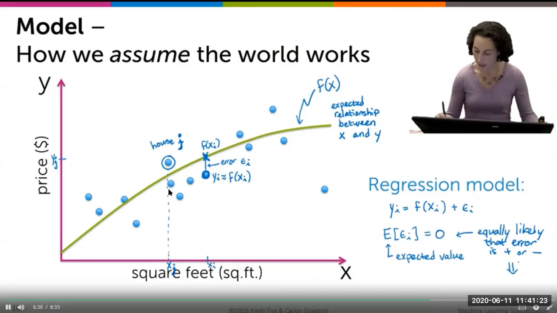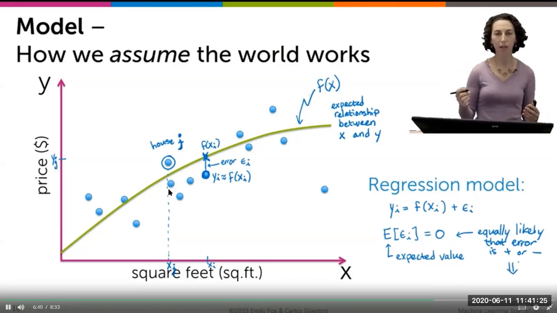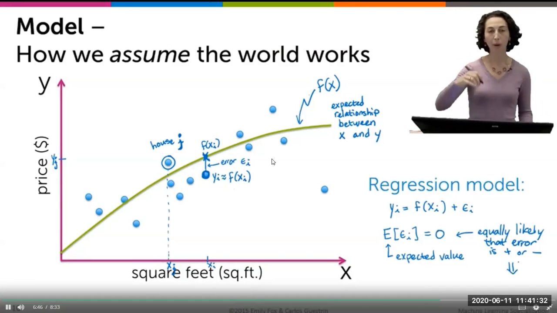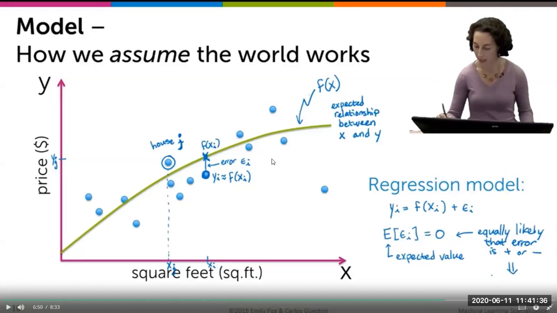And what does this imply? This implies that it's equally likely that our observation, the specific observation that we get, is above or below this functional relationship defined by F. Okay, now she keeps using the word observation.